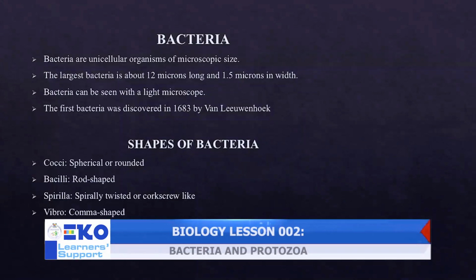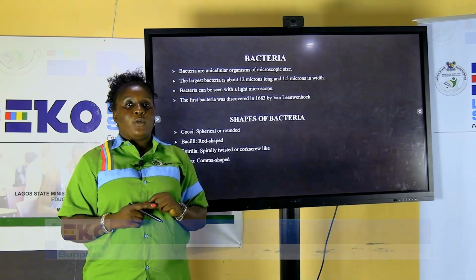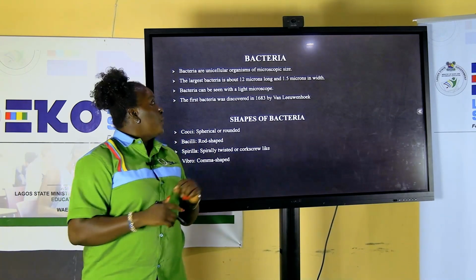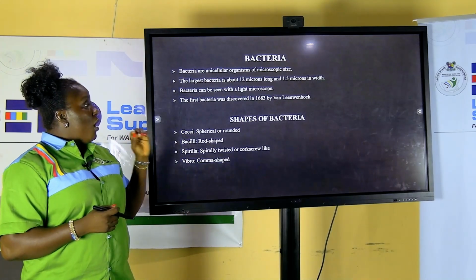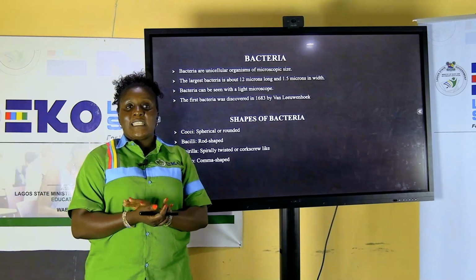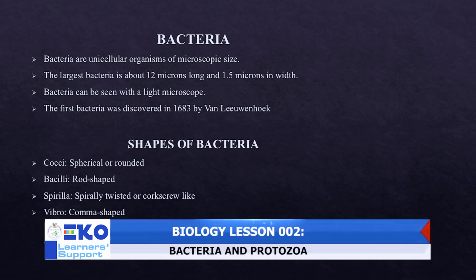Bacteria are unicellular organisms with microscopic size. When we say something is unicellular, it means that it has only one cell. It can be viewed with a light microscope, and it was discovered in 1683 by Van Leeuwenhoek.